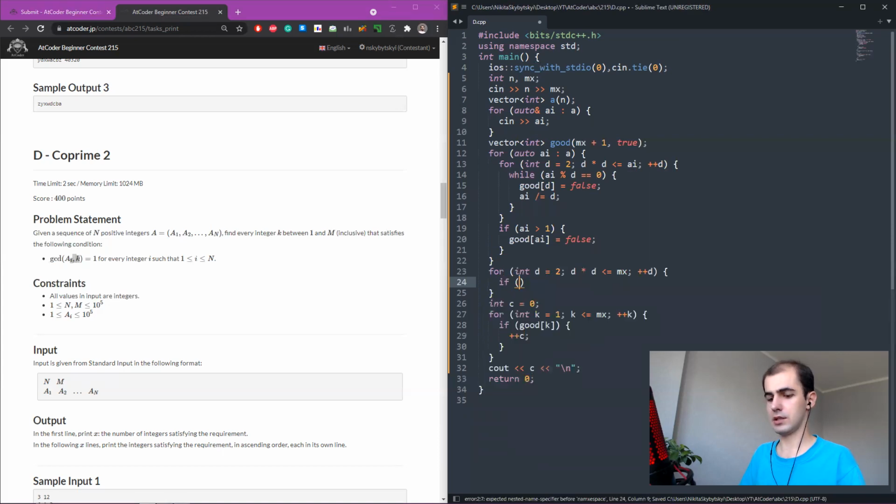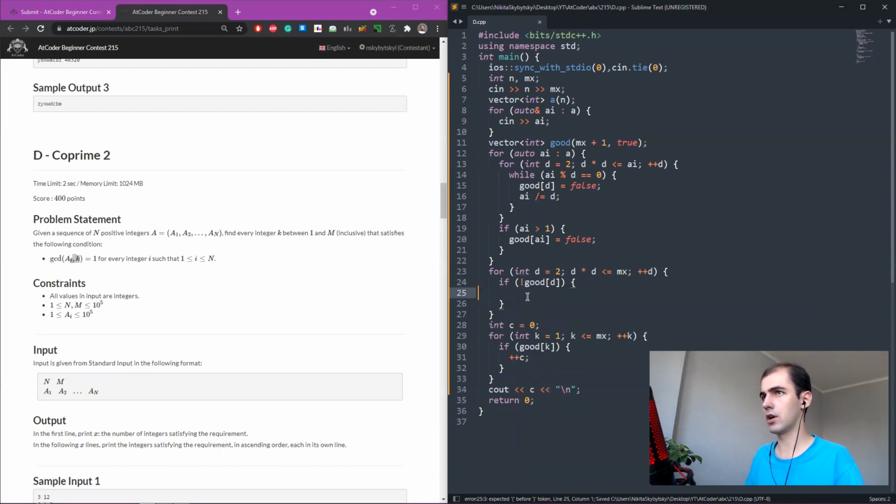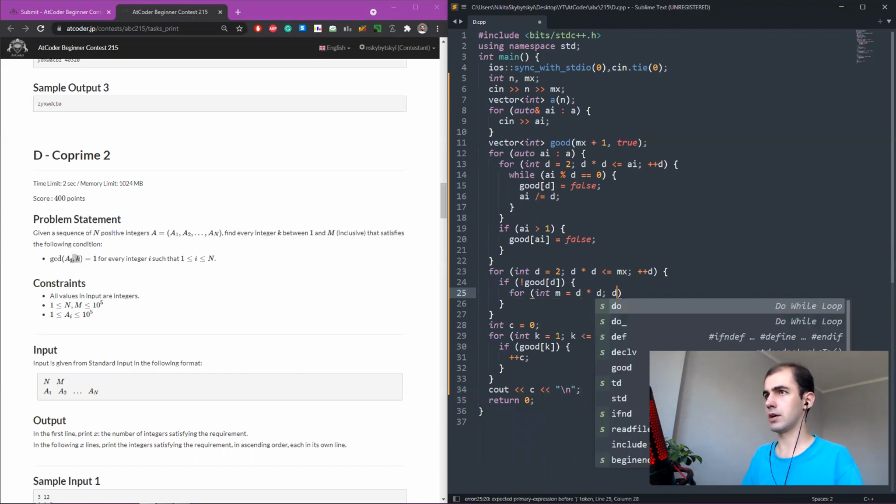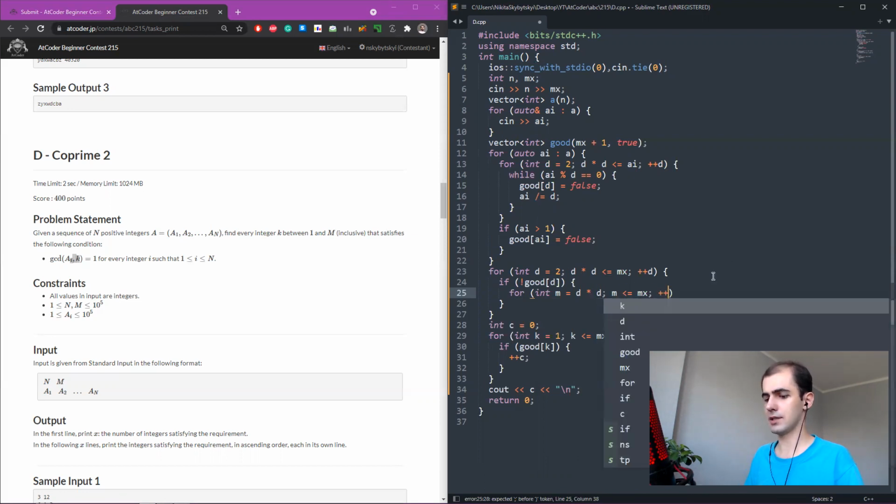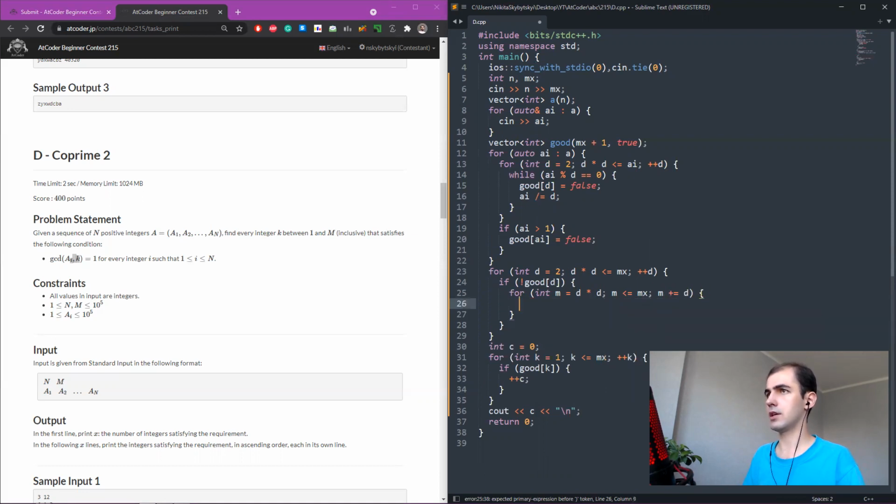Because now what we want to say is, if d is a bad number, then we have to propagate that information to all numbers that are divisible by d. The way we do it is for all multipliers of d starting from d squared, while it does not exceed the max, we increase m by d. We can start from d squared because this way every number will get labeled by its smallest prime divisor that is not coprime with some of the AIs. So what we do is we say good at m equal to false.